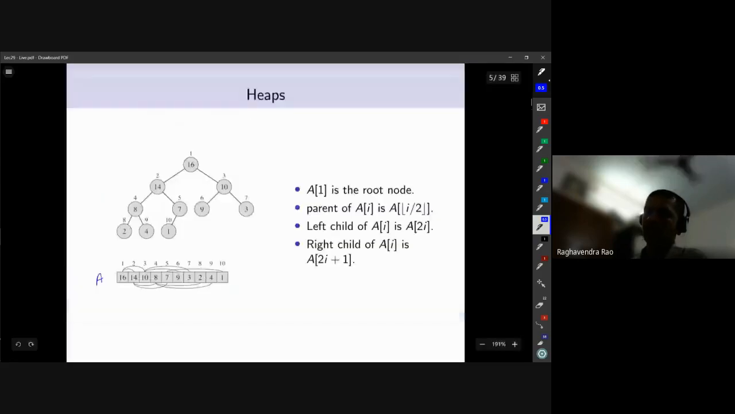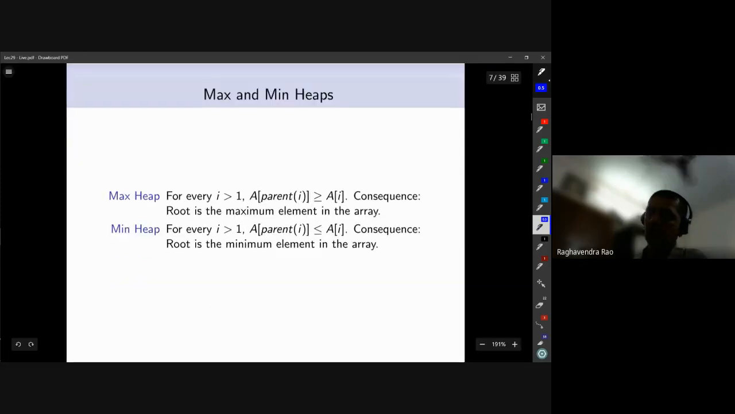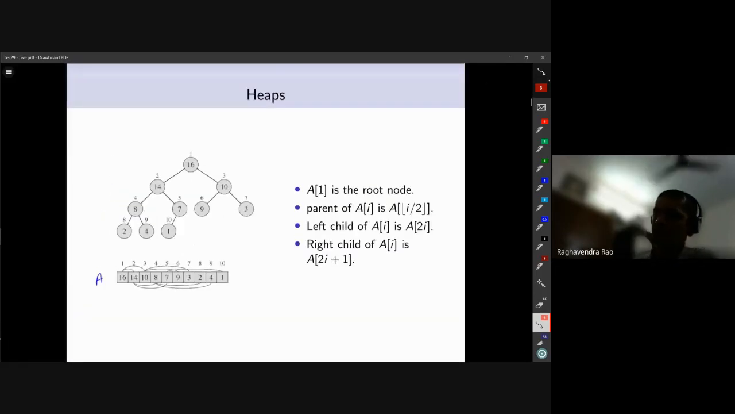Heaps become interesting when we introduce order into the values stored in them. There are two variants based on the ordering: max heap and min heap. For a max heap, the condition is that the array value corresponding to the parent of a node should be greater than or equal to the value at the node, that is, A[parent(i)] is at least A[i]. For a min heap, it is the other way around, that is, A[parent(i)] is less than or equal to A[i]. The parent will have the smallest value among the parent and its children. So for example, this example is a max heap.